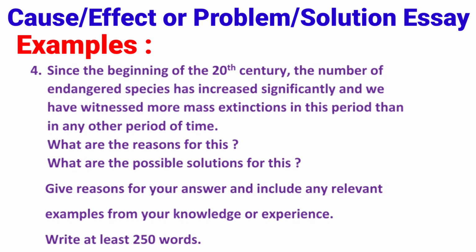Example number 4. Since the beginning of the 20th century, the number of endangered species has increased significantly. And we have witnessed more mass extinction in this period than in any other period of time. What are the reasons for this? And what are the possible solutions for this? Give reasons for your answer and include any relevant examples from your knowledge or experience. Write at least 250 words.